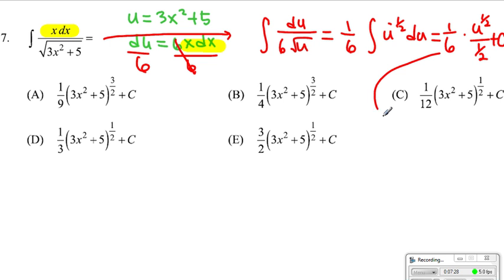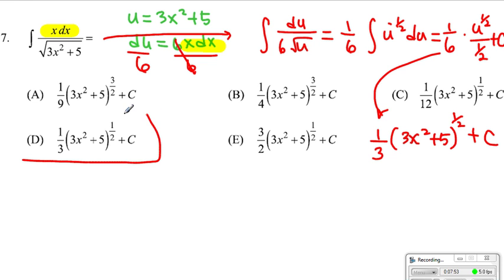Now, let's bring this one down over here. What we end up getting is 1 over 3, from 6 times 1/2. And u, in fact, is equal to this expression, so we have 3x squared plus 5 to the 1/2 power, plus c. So it seems like we have these two possibilities, 1/3 and this one. Choice D becomes our answer.